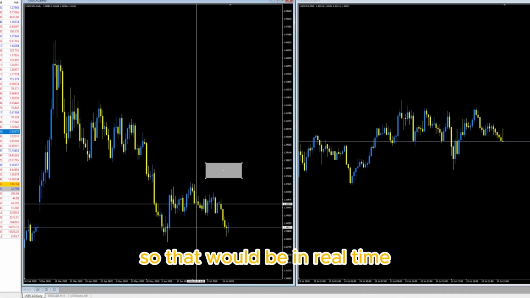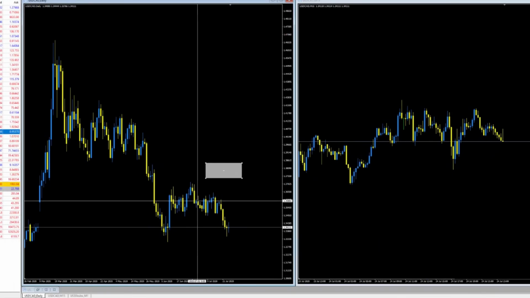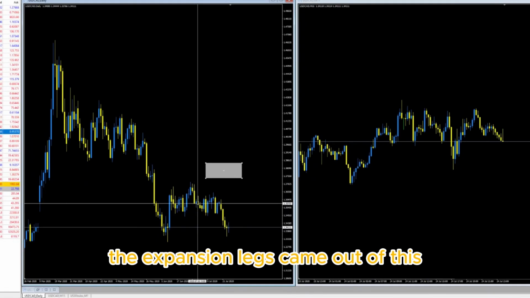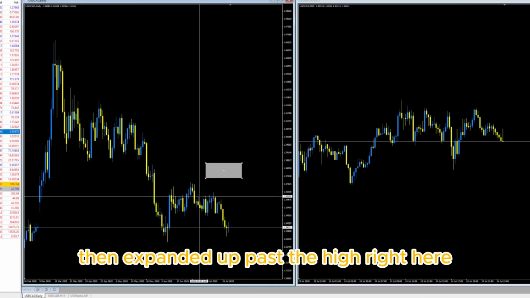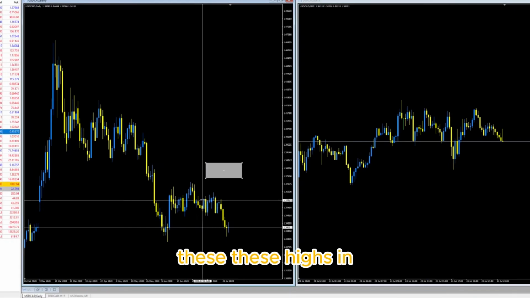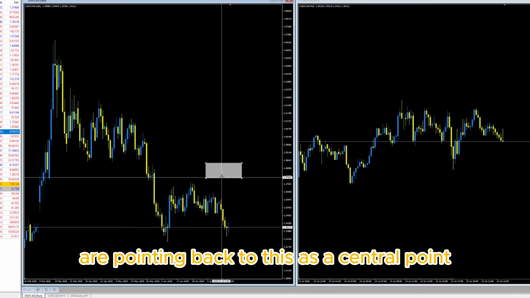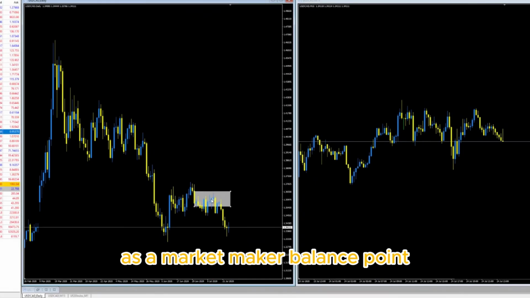So that would be, in real time, your first indication that you want to start paying attention to that point, as price is forming. But what's even more important after that is see how the expansion legs came out of this. You expanded down here, went below the low, then expanded up past the high right here. See this kind of unwinding of price going up and down? These highs and these lows coming out of here are pointing back to this as a central point. So that would be a safe place to recognize as a market maker balance point.